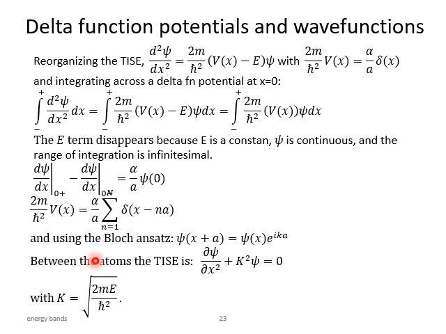We use a proposal by Bloch that the wave functions in a periodic solid, in a periodic material, are that wave function on each site times a phase factor, and then plug that in, and looking at the time-independent Schrodinger equation between the atoms, where the potential is 0, we've got a very simple relationship. This should be d squared psi dx squared plus capital K squared psi is equal to 0. Capital K is related to the energy.